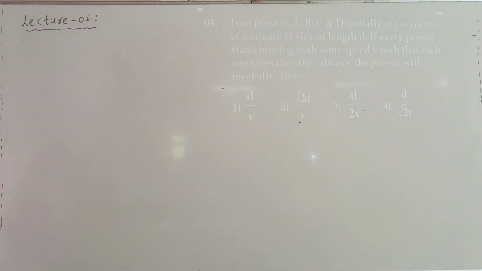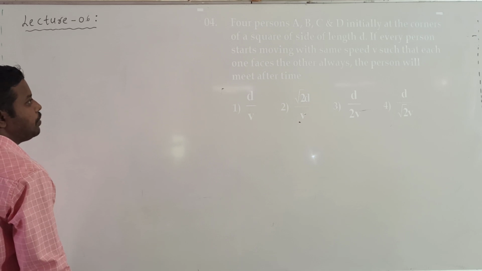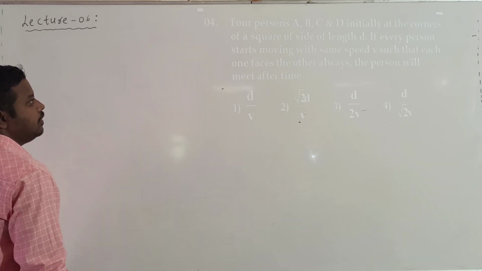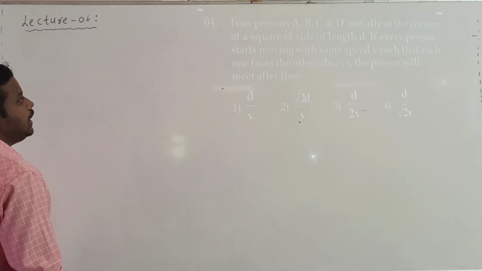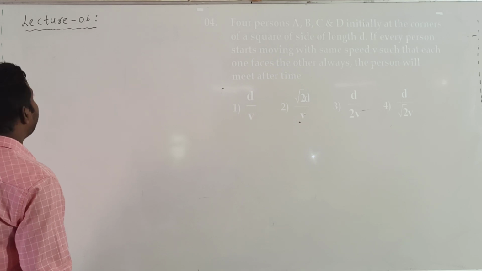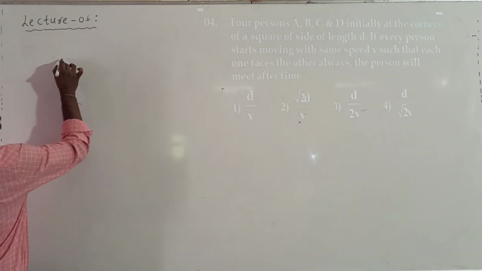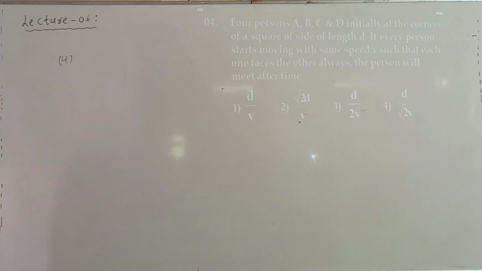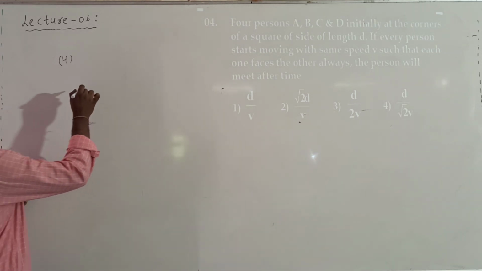In this, 4 particles A, B, C, D are initially at the corners of a square of side d. Every person started moving with the same speed v such that each one faces the other always. So the persons will meet after a time. Actually this question is based on relative velocity, a concept you will come to know in the next chapter, but this question we will discuss now.